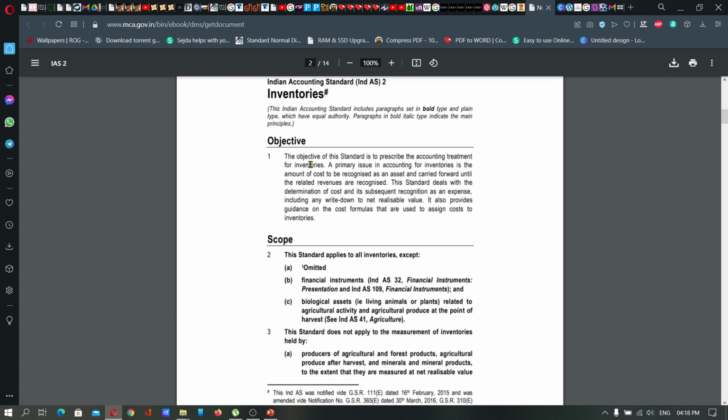So any theoretical aspects with regard to inventories, especially in presenting the inventories in the financial statement, how it can be identified, how the value can be set on that particular inventory, all these are mentioned in detail in Ind AS 2.